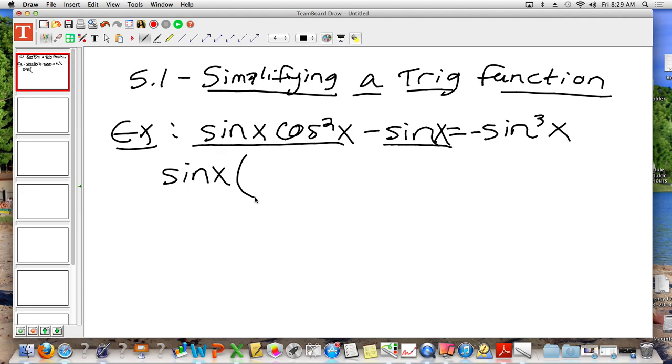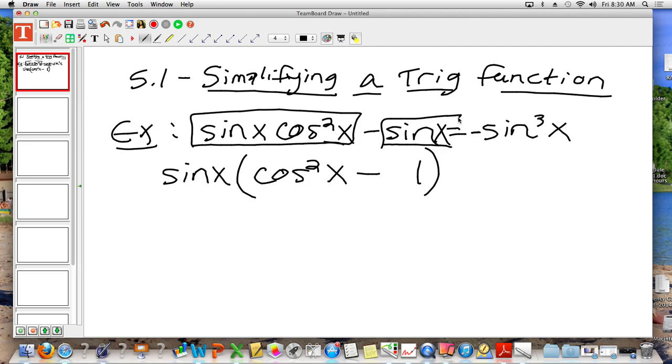If I divide a sine of x out of the sine of x cosine squared of x, what do you have left? I'm going to have a cosine squared of x. What did you just say? Cosine squared of x minus 1. Yep, minus 1. Do you see what I just did? Both of these terms have a sine of x in common. So you factor a sine of x out.